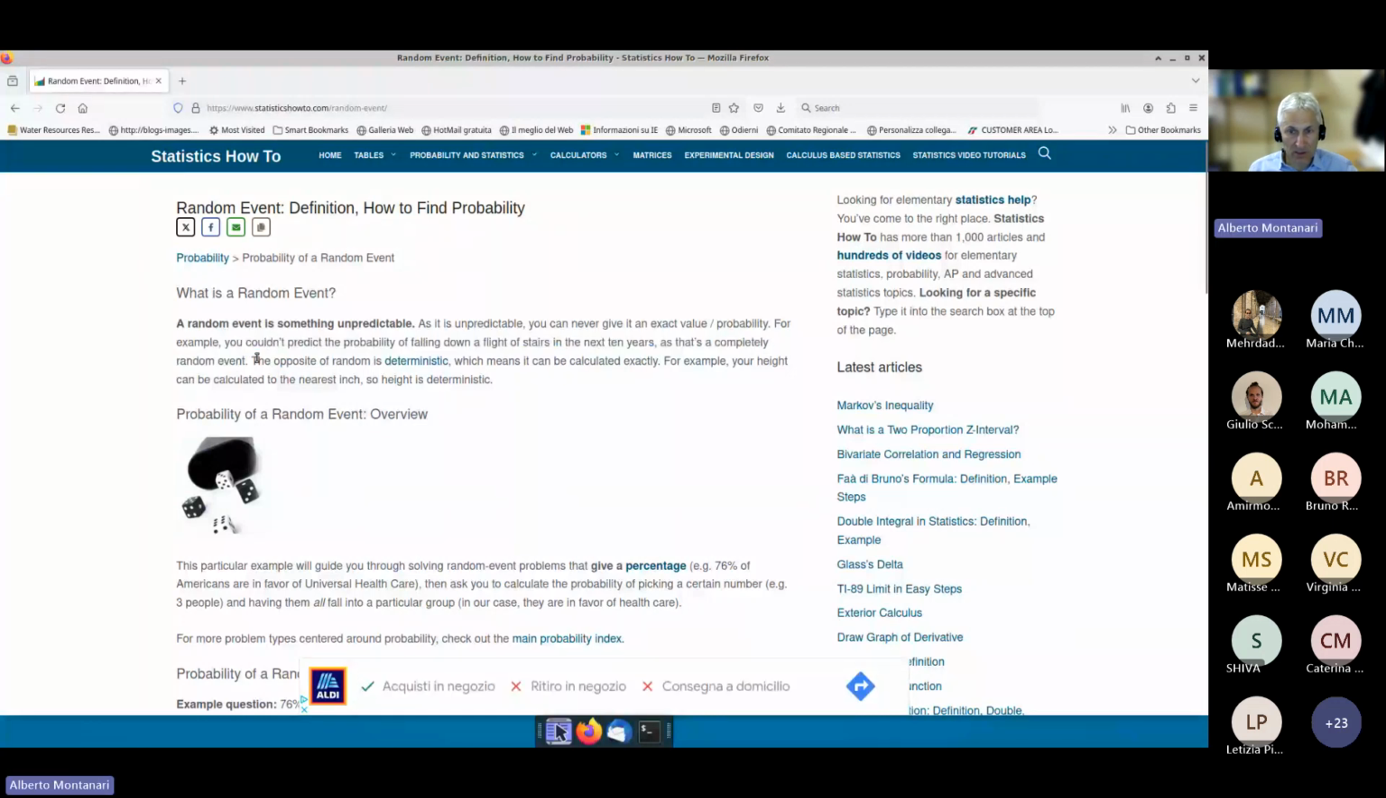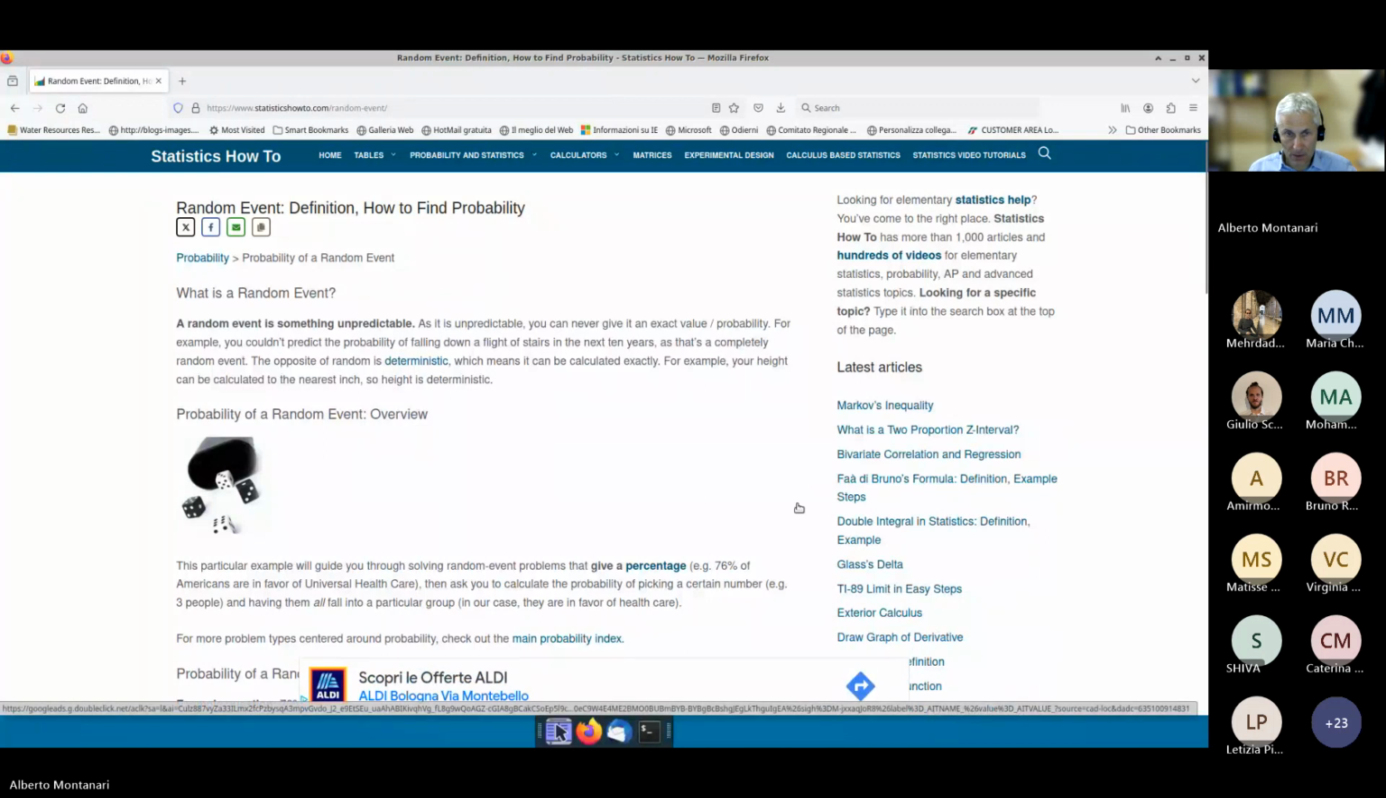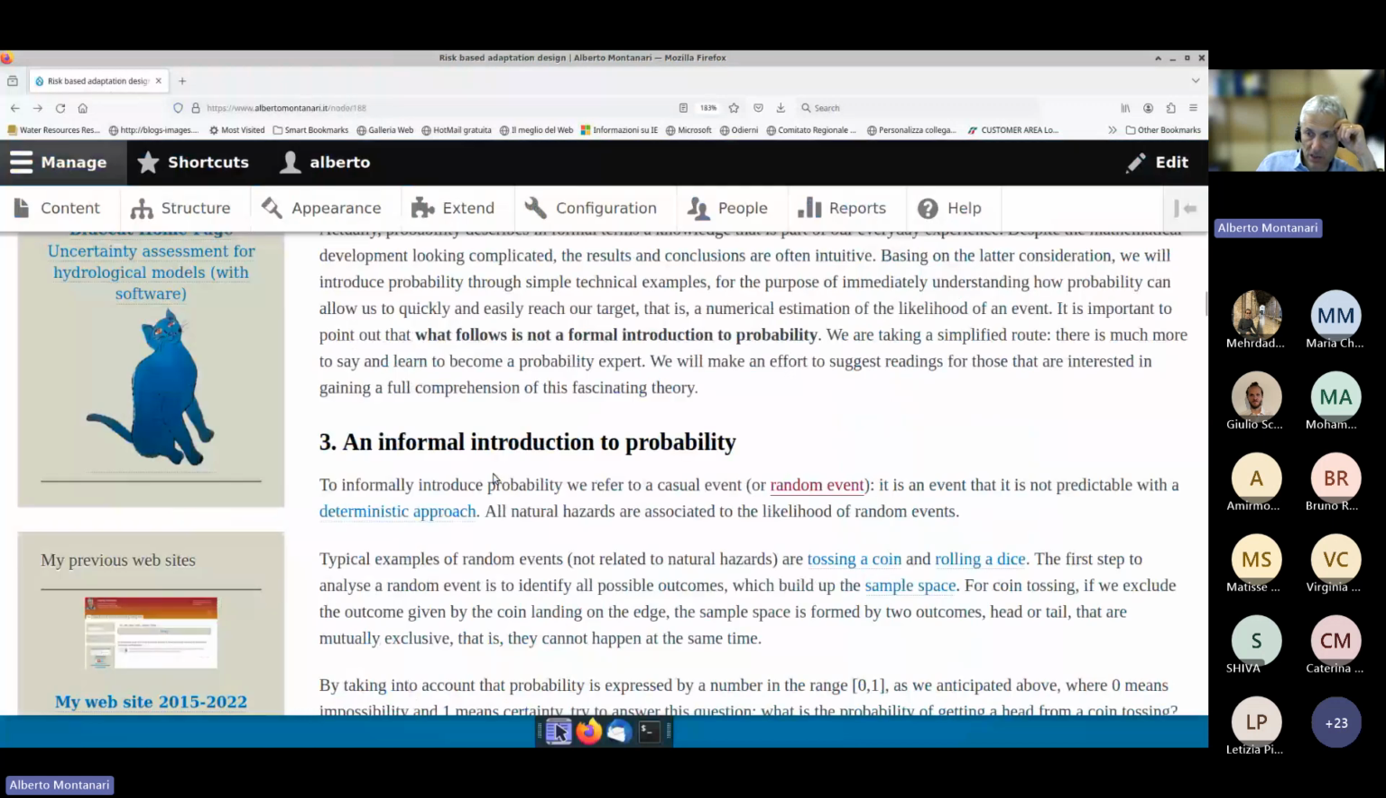The opposite of random is deterministic, which means that you can perform an exact calculation. Let's go back here. So it is an event that is not predictable with a deterministic approach. Deterministic means a relationship which is correct, which is precise. All natural hazards are associated with random events. You cannot identify a natural hazard that will occur with certainty.